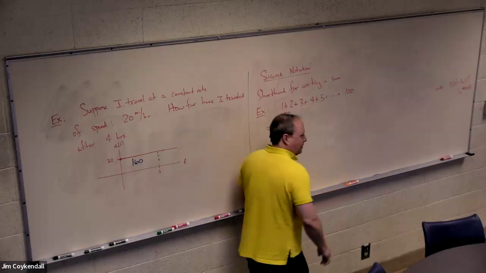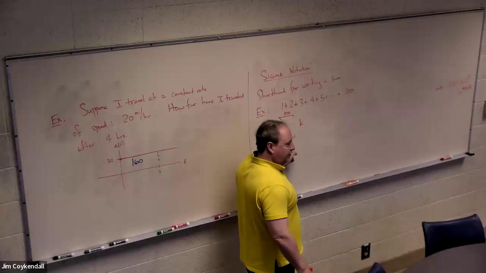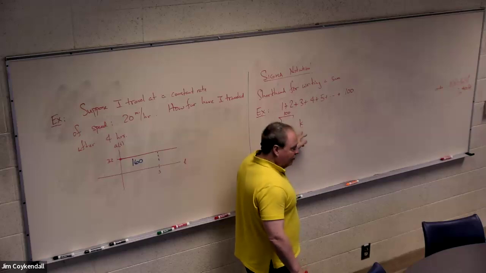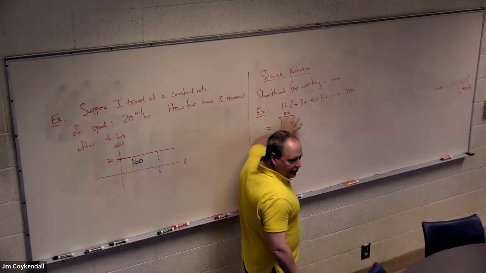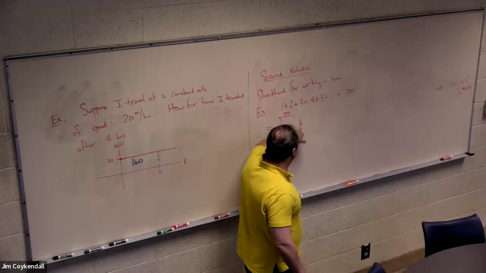Okay. So what this notation means is, k goes from 1 to 100, right? k starts at 1, ends up at 100, and you have k. So you have k equals 1, k equals 2, k equals 3, k equals 4, and you're not done until you have k equals 100. And the sigma means add all the junk up. So this is 1 plus 2 plus 3 plus 4 plus and so on.